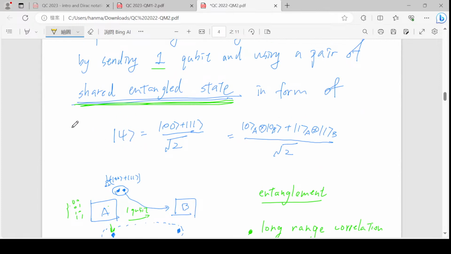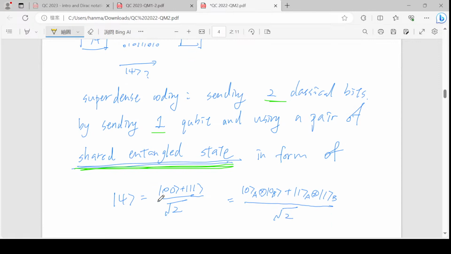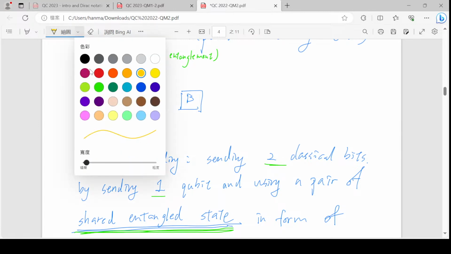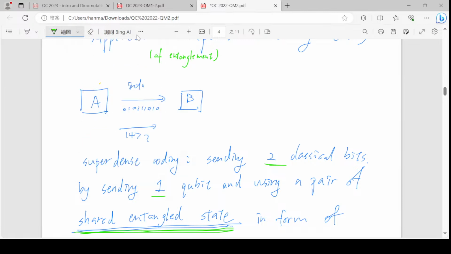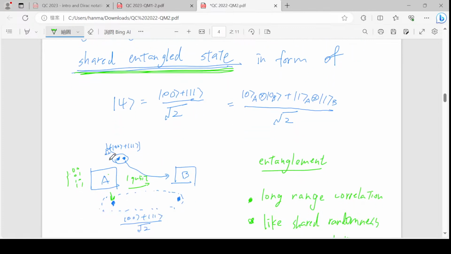So we use the shared entangled state. That's a 2 qubit state, and it is (|00> + |11>)/square root 2. This is shared entangled. This state is entangled between its first register and second register. And shared means that Alice is holding 1 qubit of it, and Bob is holding the other qubit. We have a picture here: we have this state, and Alice is going to hold one part of it, and Bob is going to hold the other part.